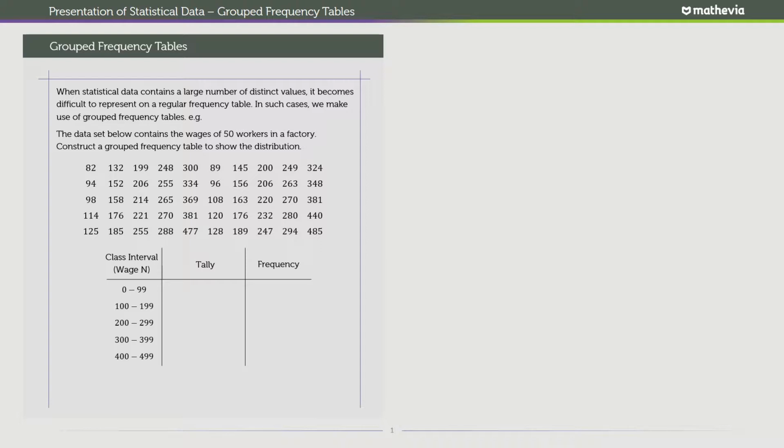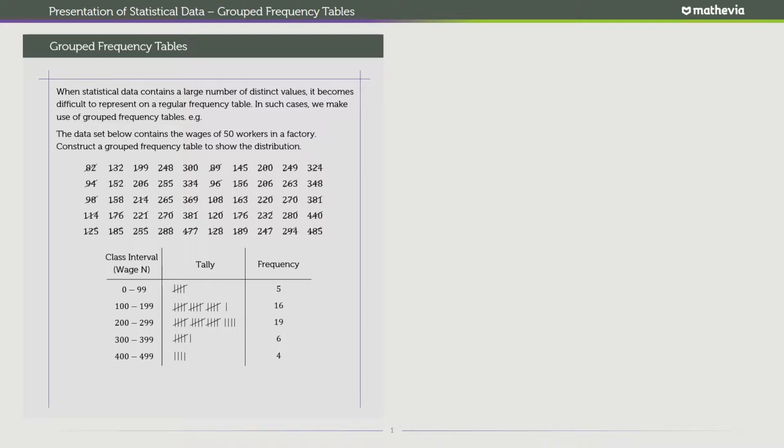We're going to work our tallies now, and we start off to cross out 82. Now 82 falls between 0 and 99, so we bring the tally here. Do the same for 132. 132 will go in the second class interval, so we put a tally, and we just keep doing that till we get to the end and we have all our tally marks in place.